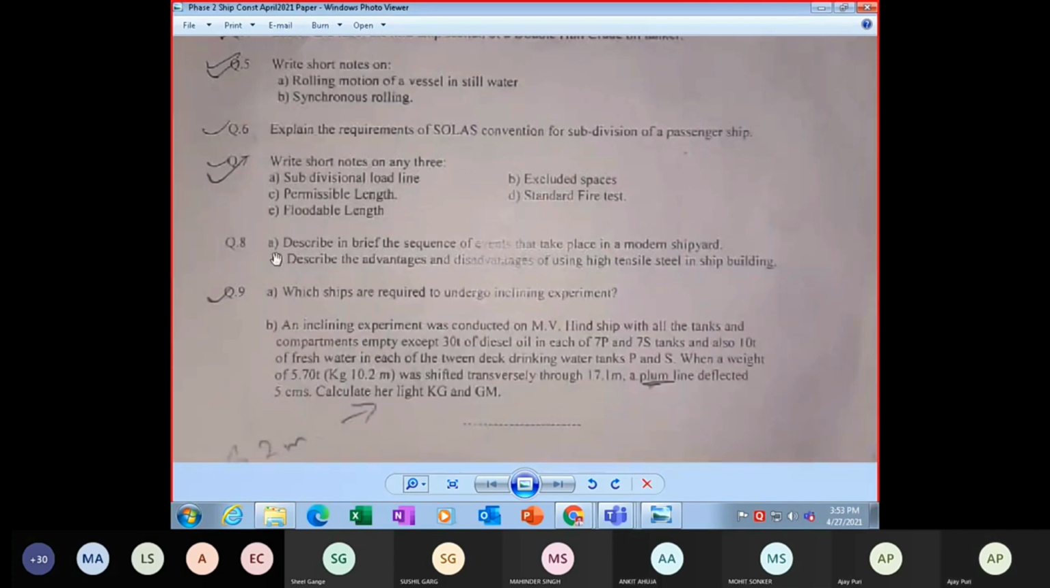Question number 8 is divided into two parts. One is the sequence of events that take place in the modern shipyard. Right from the inception point, which is the concept phase, till the launching of the ship in the shipyard, you have to describe that. You have to make the flow chart and describe it.